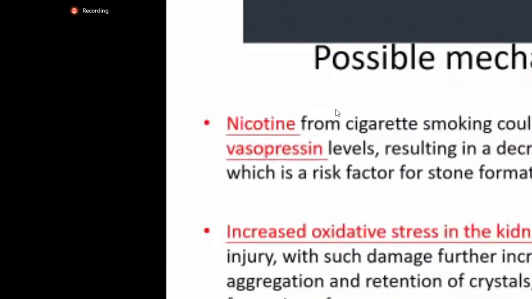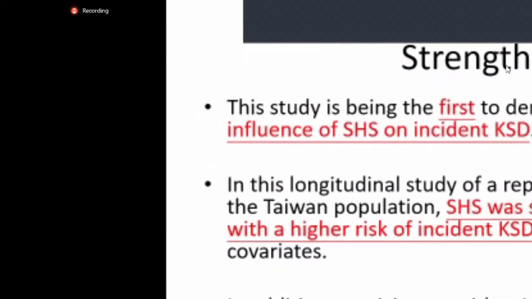And the possible mechanism of secondhand smoke on kidney stone may come from the nicotine effect to increase serum vasopressin level, or increase the oxidative stress in the kidney, or increase the serum cadmium level. All of these factors could increase stone formation. The strength of our study is that this study is the first to demonstrate the possible influence of secondhand smoke on incident kidney stone disease. And we also show the dose response effects in our study.